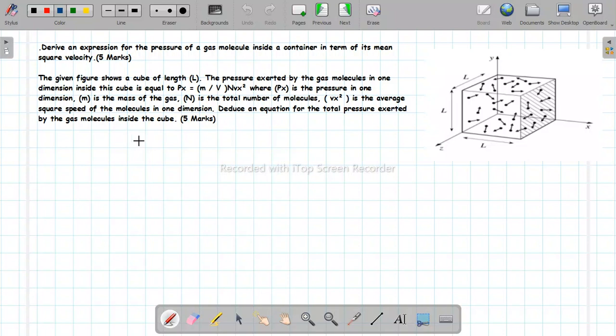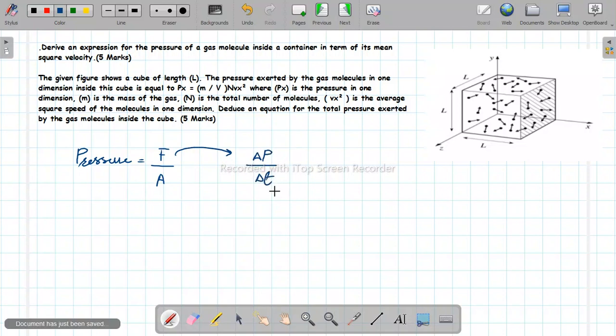Let's first see the outline. What is pressure? Pressure is the force exerted by the gas molecules on the walls of the container per unit area, right? So in order to calculate pressure, we must calculate force and area. How do we calculate force? We know that force is rate of change of momentum. How do we calculate this change of momentum?